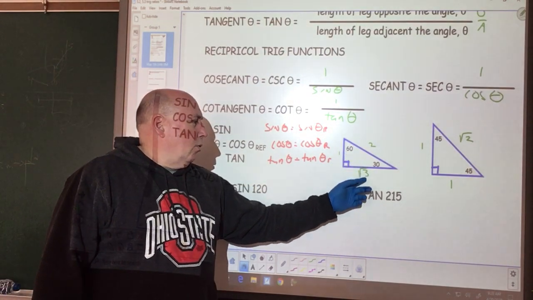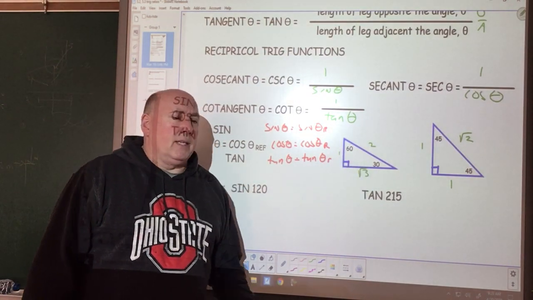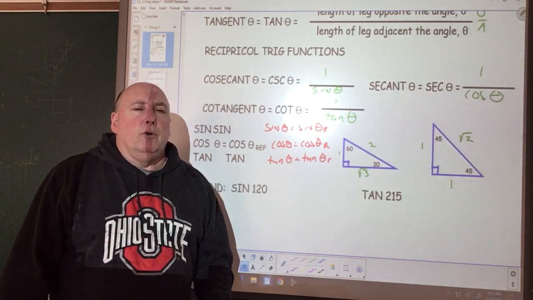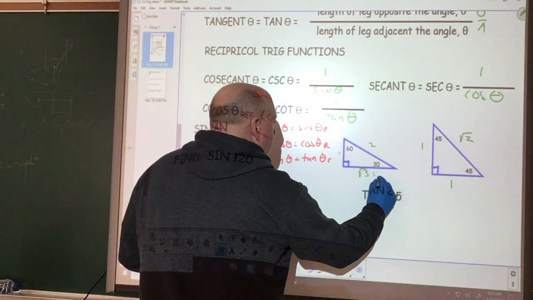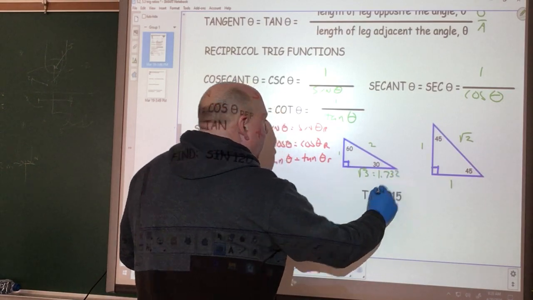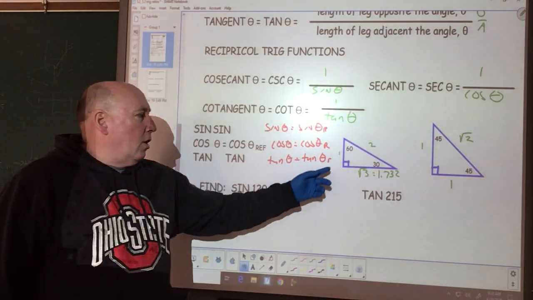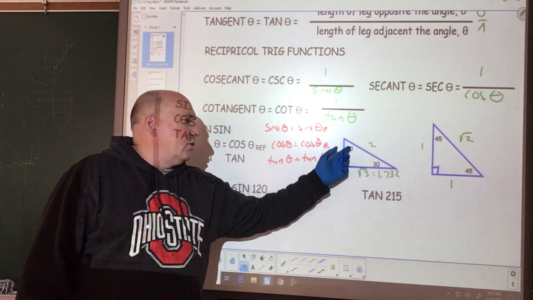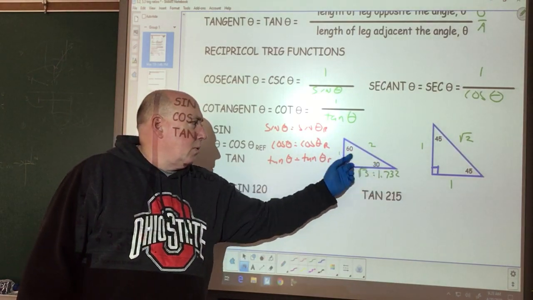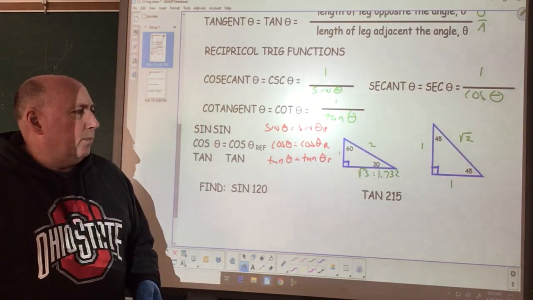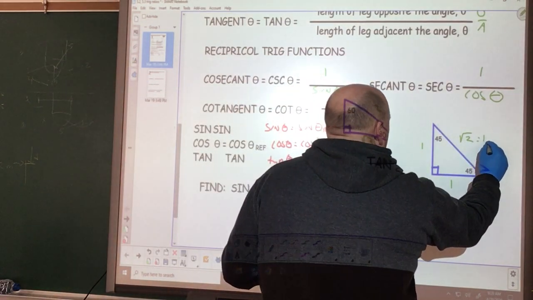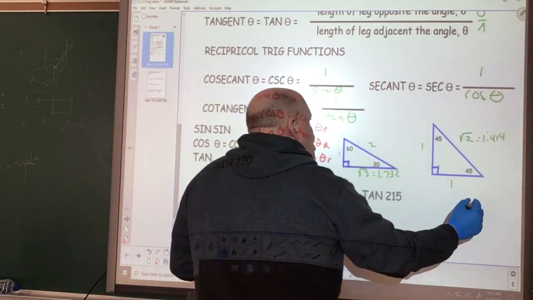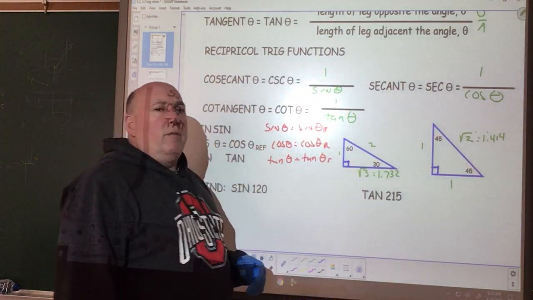Let's see here. Across from the biggest side has to be the biggest angle, 90 degrees. 2 is the biggest value. Square root of 3 is approximately equal to 1.732. So that's going to be our middle angle across from the middle side, and then the smallest angle and smallest side here. Up here we have 1, 1, square root of 2. This is approximately equal to 1.414.